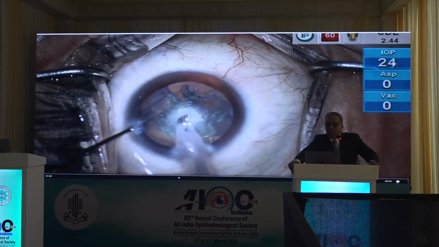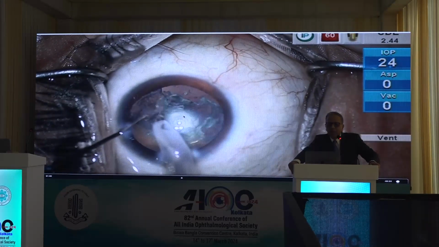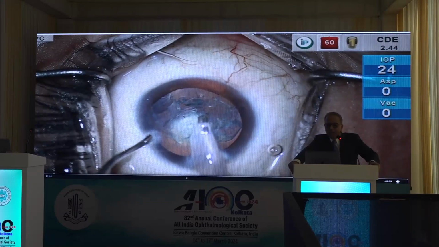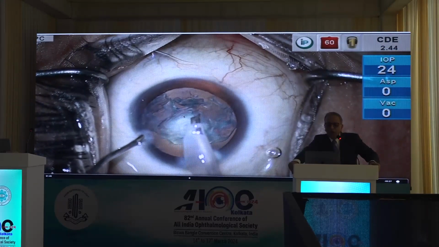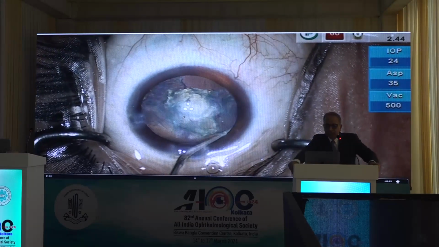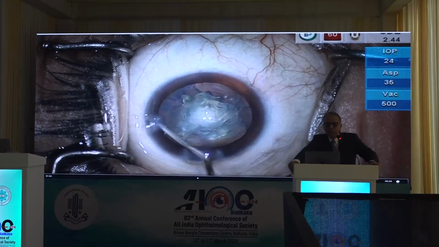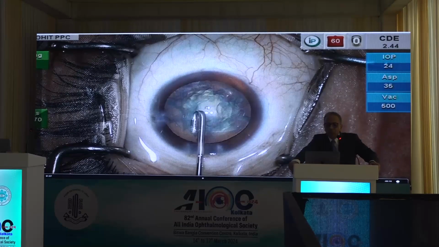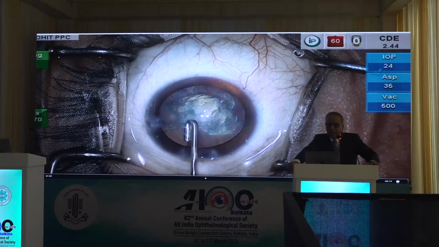IOP has been further reduced by me to 24. I'm going around in a slow motion manner. Stable chamber settings are being applied. And now what is the next thing which I'm going to do? I'm going to do visco separation. This visco separation is going to be done so that I'm able to separate it from all sides. So I'll try to separate it in the sub-incisional area also.